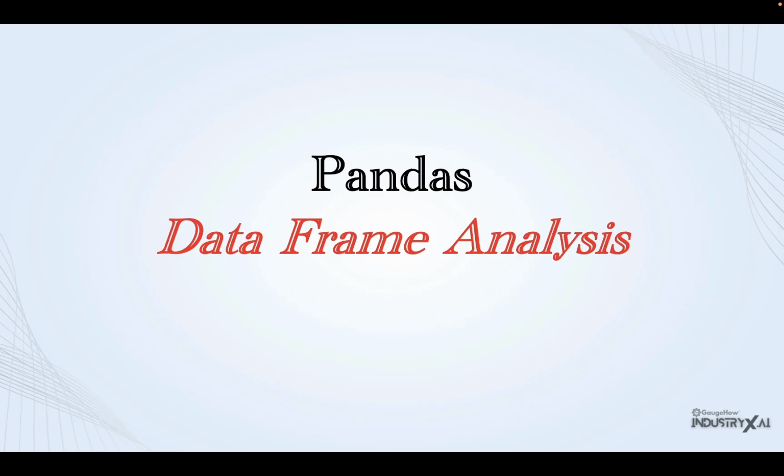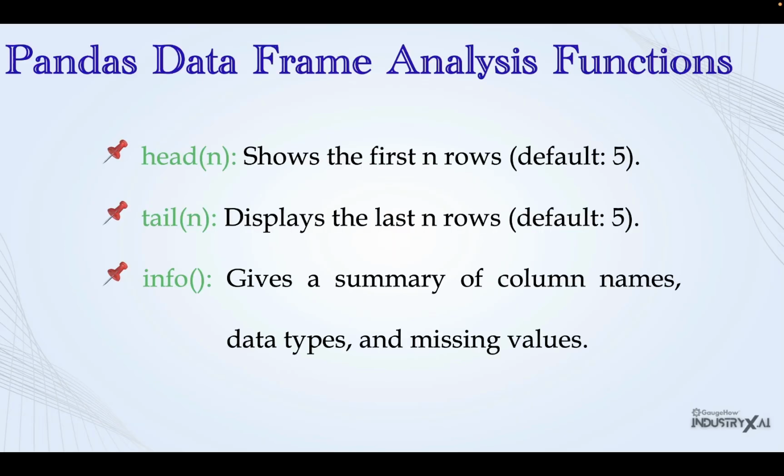When working with large data sets, it's inefficient to print the entire data frame. Instead, pandas provides functions to quickly view parts of it. Some of the functionalities are head, tail, and info. The head function displays the first few rows of a data frame. For the head functionality, within its argument, we will pass a number and it will print that number of rows. If we do not pass any value, it will print 5 default rows.